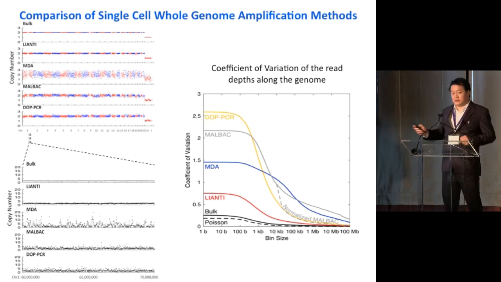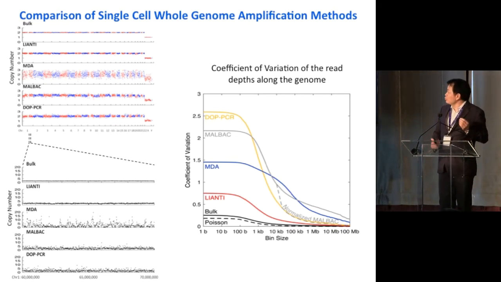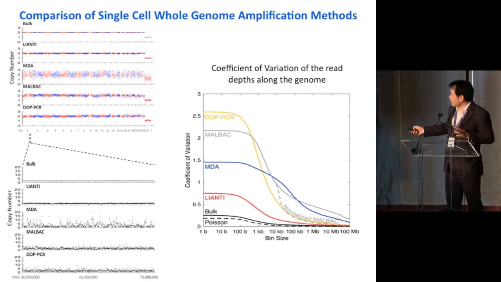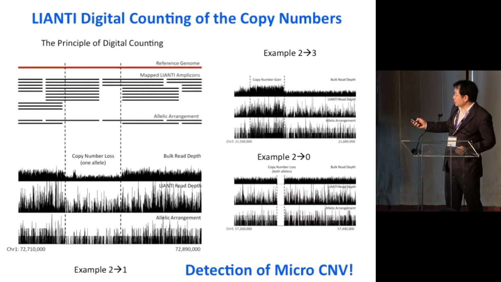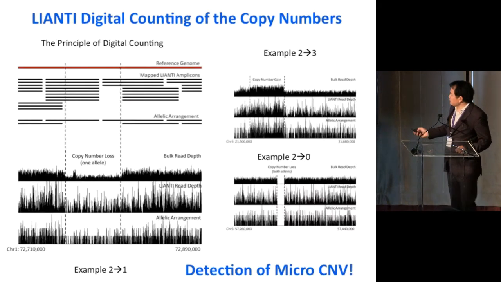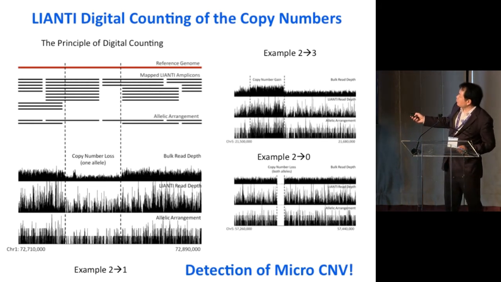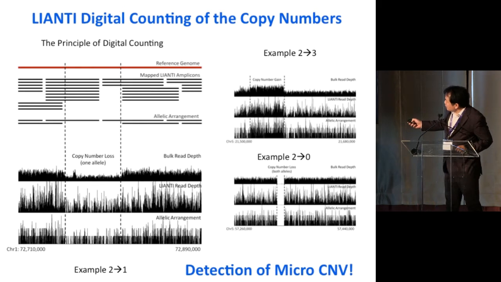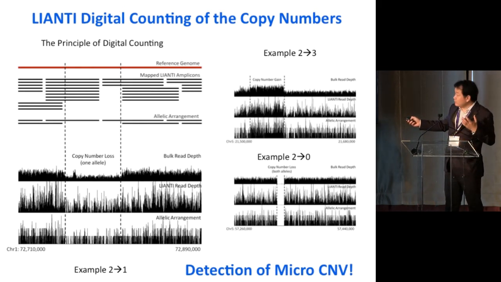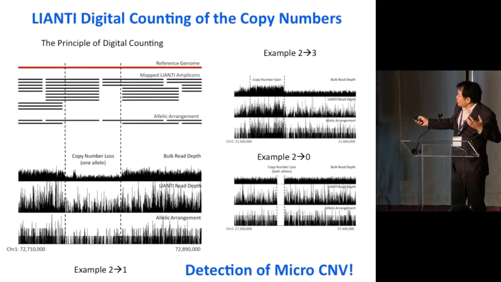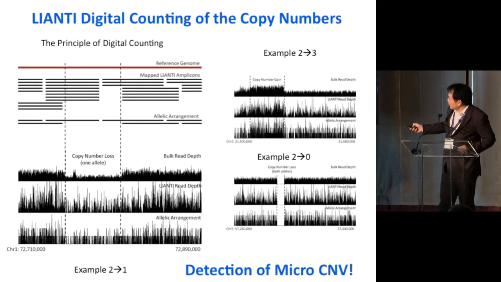But you see, previously we had megabase resolution for MALBAC for CNV detection, just because of this variation. But now we can detect micro CNV. We have this so-called digital counting. So this gives us additional accuracy. Because we only have 2 alleles from a cell, you see the amplification products of these random fragments, if they have the same starting and ending position, then we know they are from the same fragment, right? So we have this allele counting.